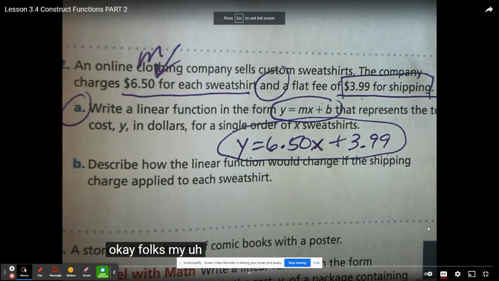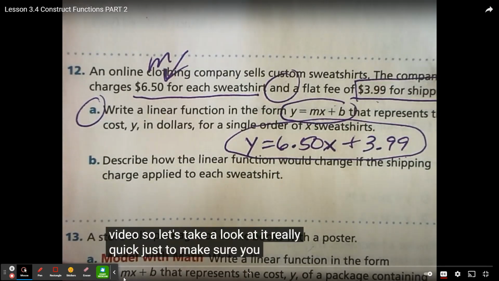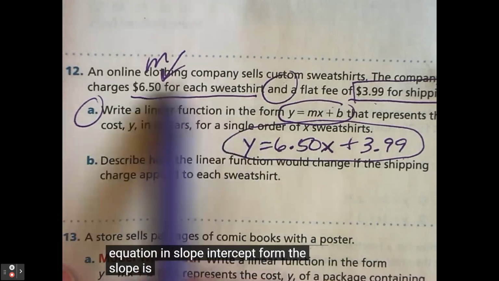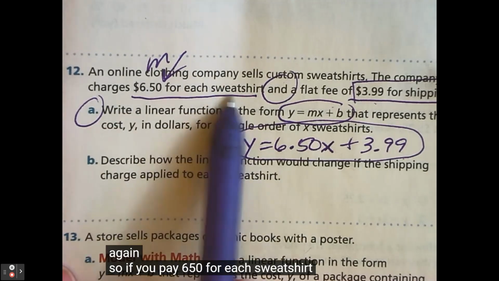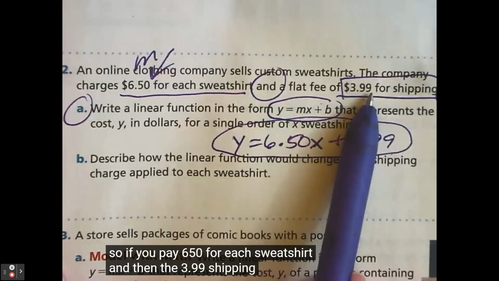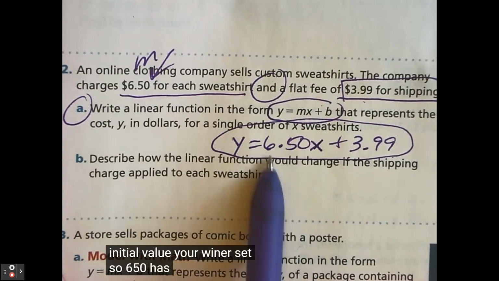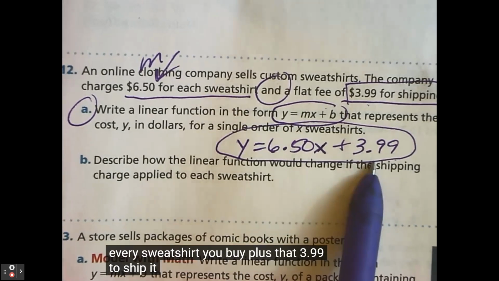Okay, folks, this problem got cut off in the last video, so let's take a look at it really quick just to make sure you understand. Remember, when you're writing the equation in slope-intercept form, the slope is always going to be the number that happens over and over again. So if you pay $6.50 for each sweatshirt and then the $3.99 shipping, you only pay that one time. That's your initial value, your y-intercept. So $6.50 has to go next to your x, $6.50 for every sweatshirt you buy, plus that $3.99 to ship it to you, right? Okay, let's take a look at page 188.